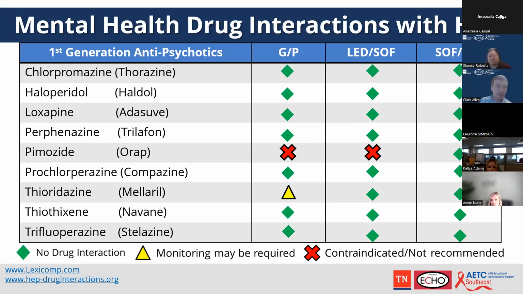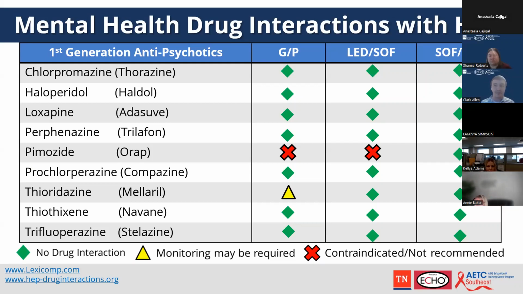Mainly, you're going to notice haloperidol, loxapine. Pimozide is the one that got the X's. We'll talk about that in just a second. Prochlorpromazine is a medication that's not necessarily used for schizophrenia. It can be used for other things, but I wanted to include it in the list just because it may be a common medication that you've seen before.